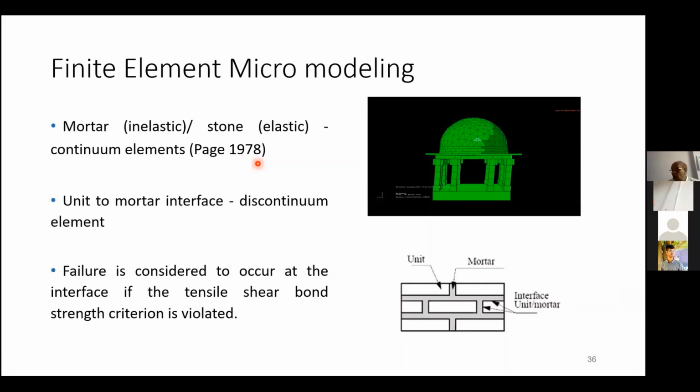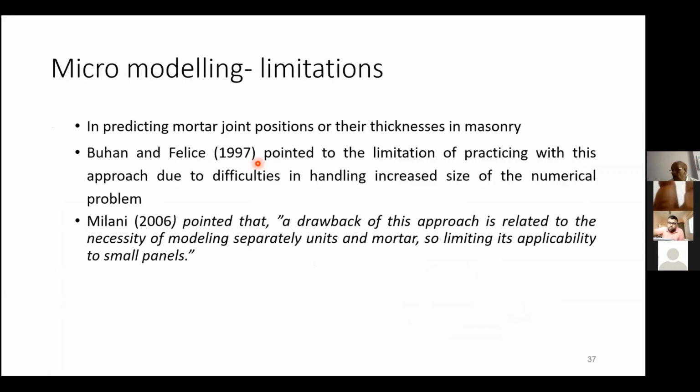There are different approaches within finite element again. There is a micro modeling approach, where you can model the stone separately and the interface, that is the mortar, separately. And if the interface is failing, you say that the structure is failing. The limitation is that you are not aware of where the joints are. The thickness of stone masonry or brick masonry in these heritage structures is of the order of 3 meters, 5 meters. So how do you know where the mortar is and where the blocks are?